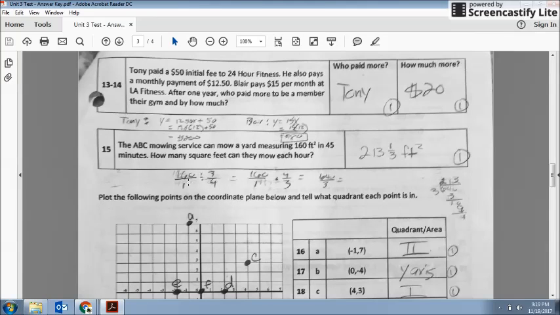When I do 160 divided by 3/4, I flip it and do 160 over 1 times 4 over 3. So I get 640 over 3. And then when I do 640 divided by 3, I get 213 in a repeating decimal, or 213 and 1/3 feet squared. And that was worth 2 points right there.